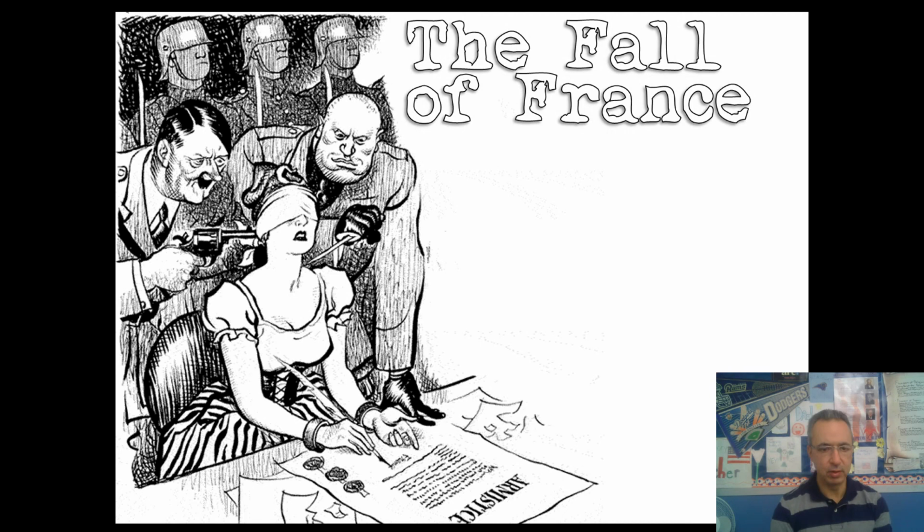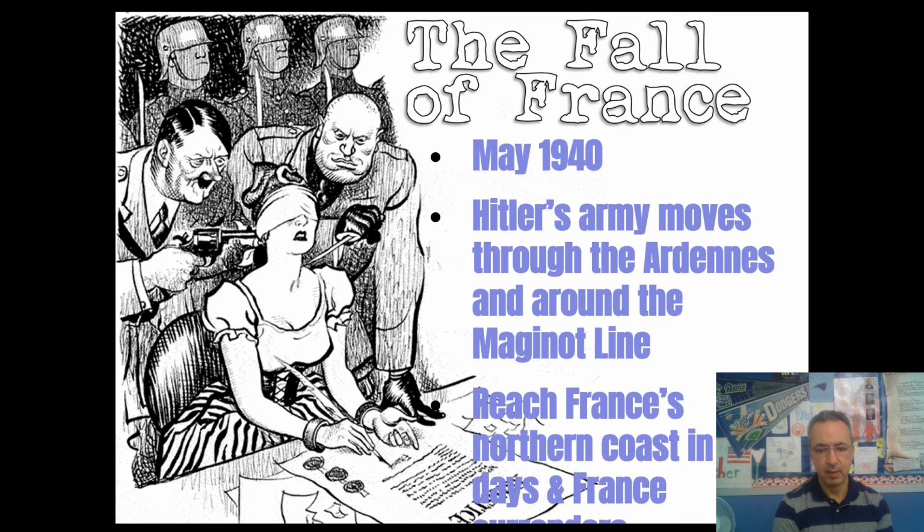Here's a political cartoon, a little disturbing in nature. Hitler with the gun. You see Mussolini there as well. The two of them are forcing the French to sign an armistice, giving up control of their country. France was overrun quite quickly. By May of 1940, they were finished.